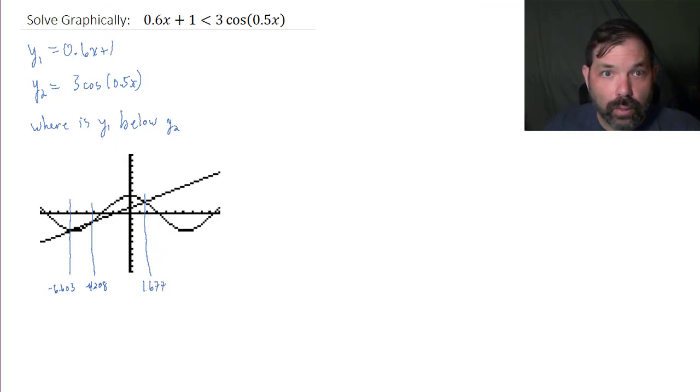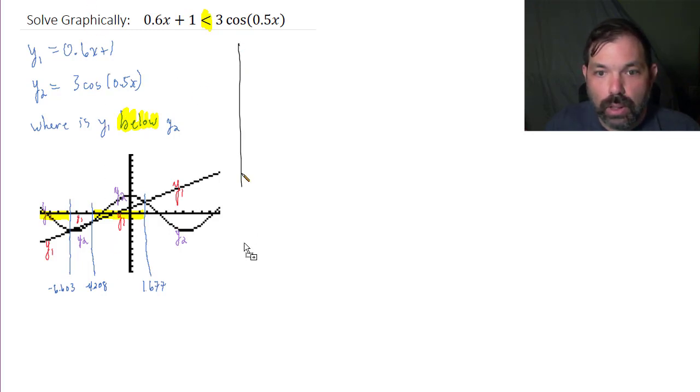All right, so now, what's the y1? The y1 is the line. The y2 is the cosine curve. We want the y1 below the y2. So that happens, the y1 is below the y2 here and here. So over those two intervals.